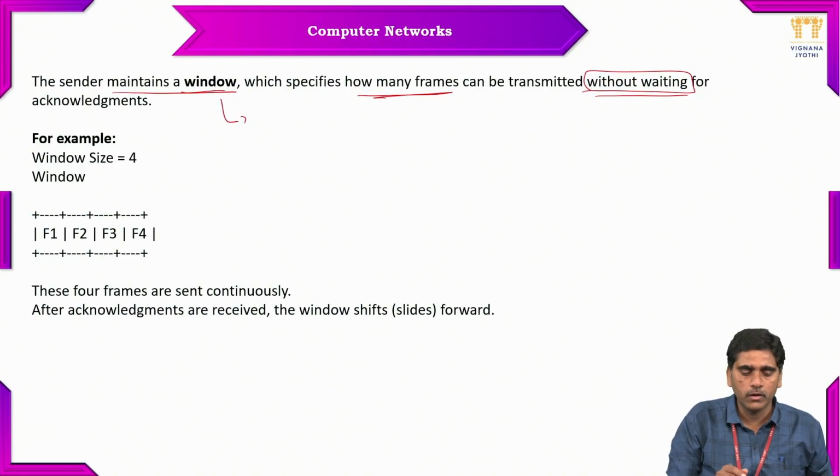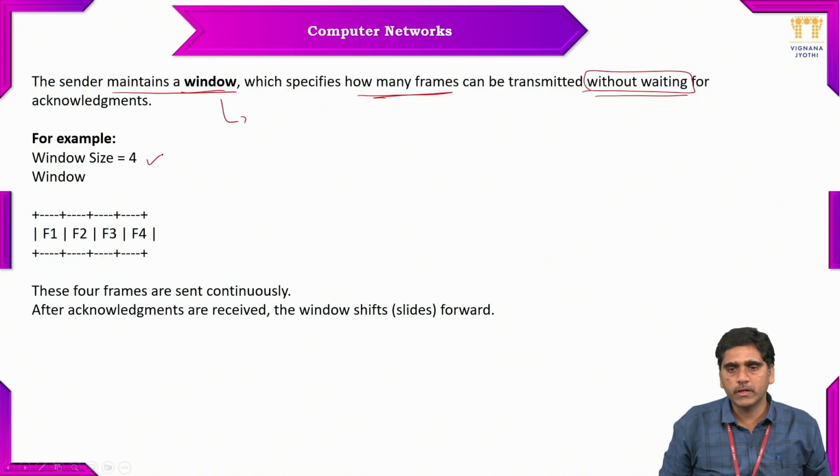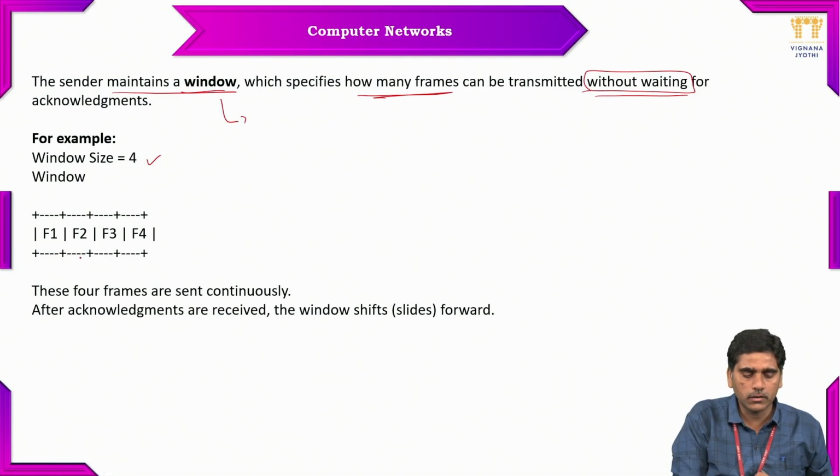Here, for example, the window size is 4. That means the window is capable of sending 4 frames only. So these are frame 1, frame 2, frame 3, frame 4.